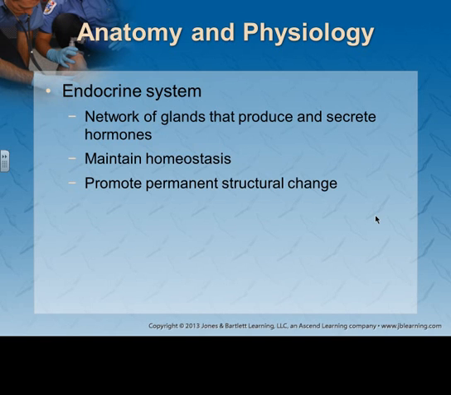The purpose of the endocrine system, just like the purpose of any other system in the body, is to maintain homeostasis. The endocrine system has just been tasked with a much larger job of maintaining homeostasis because it pretty much monitors every aspect of the body, along with the neurosystem. It can also promote permanent structural change in the body.